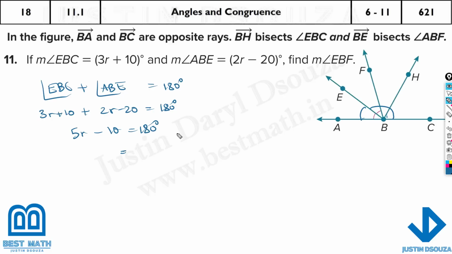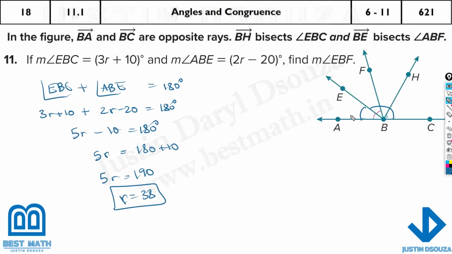Let's take the 10 to the other side. It becomes plus 10. And over here we have 5 times R. 5R is equal to 190. So it is 40 minus 2 will be 38 here. R is equal to 38.